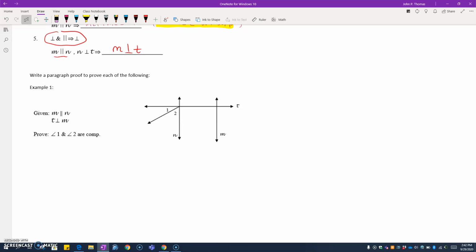Now, the next group of problems are really proof problems. And I really want you to take a second. I want you to read this problem, and I want you to make a mental argument as to why you think that the proof statement has to be true based on just the given information.